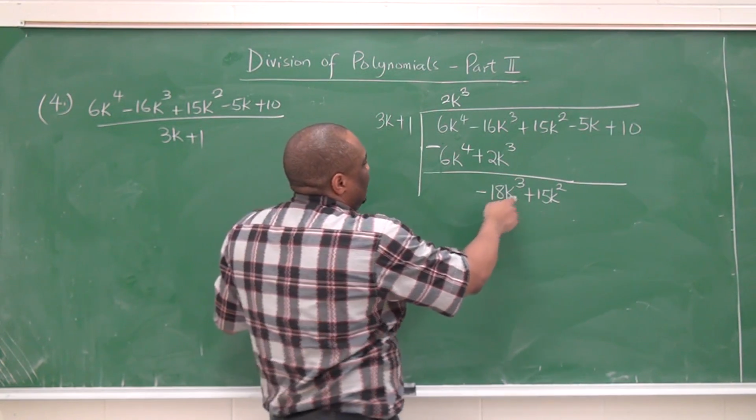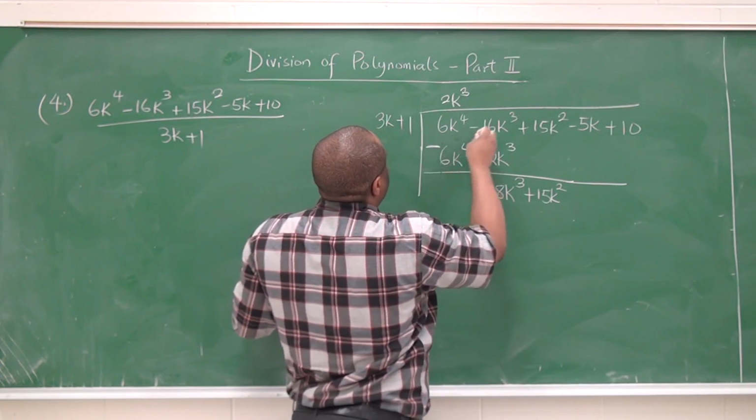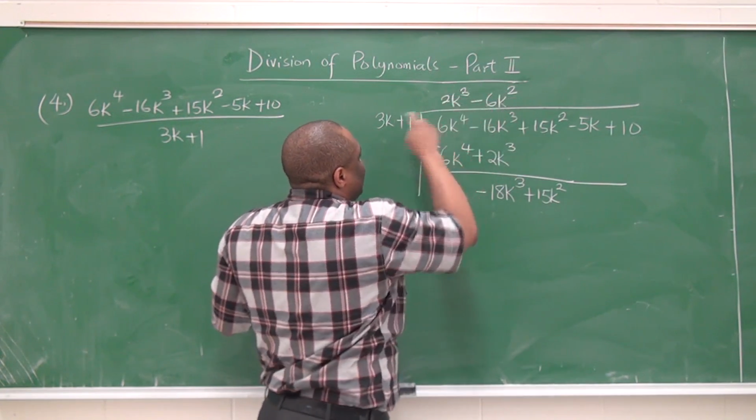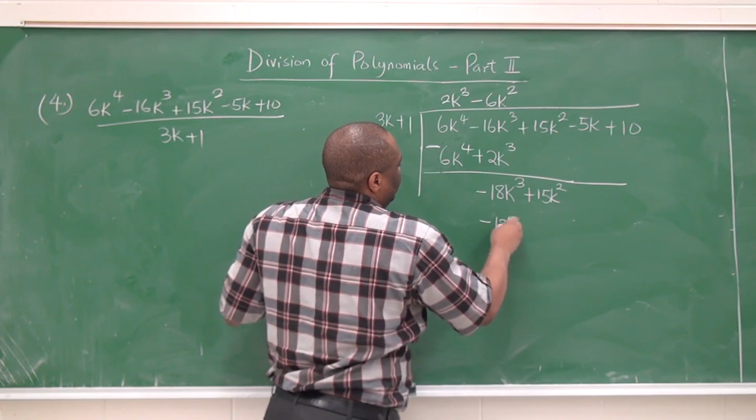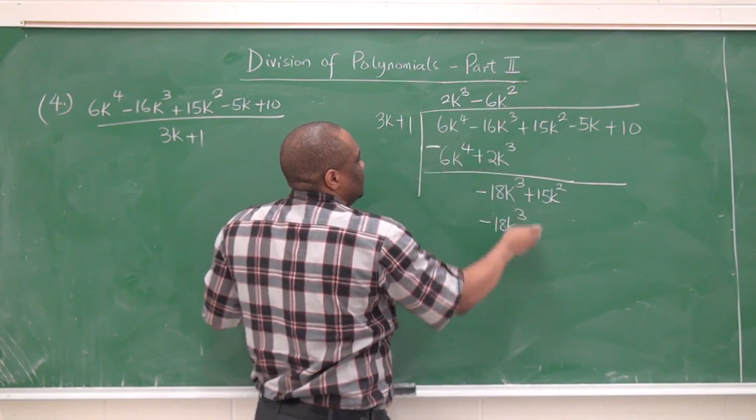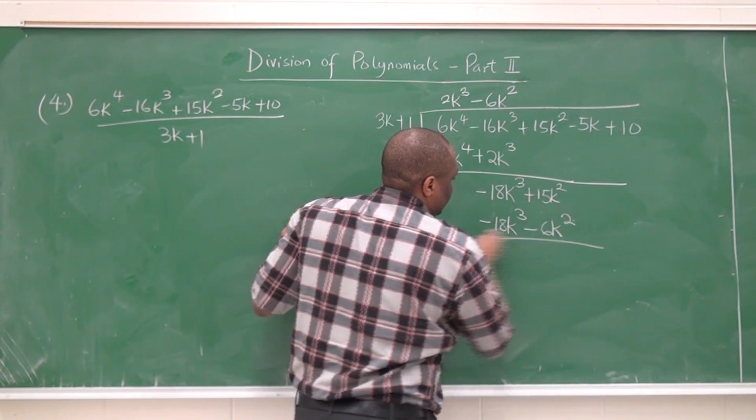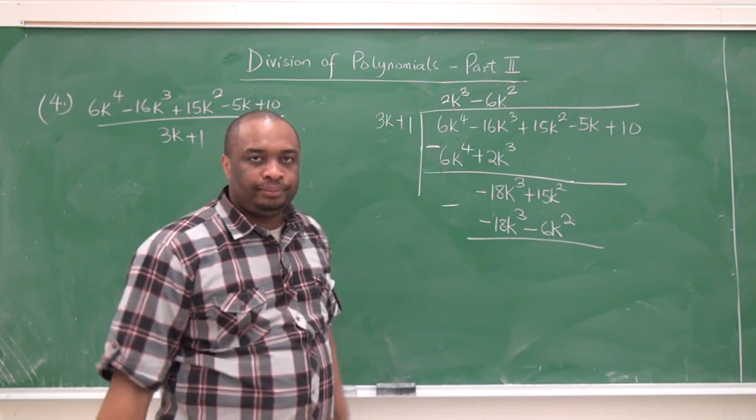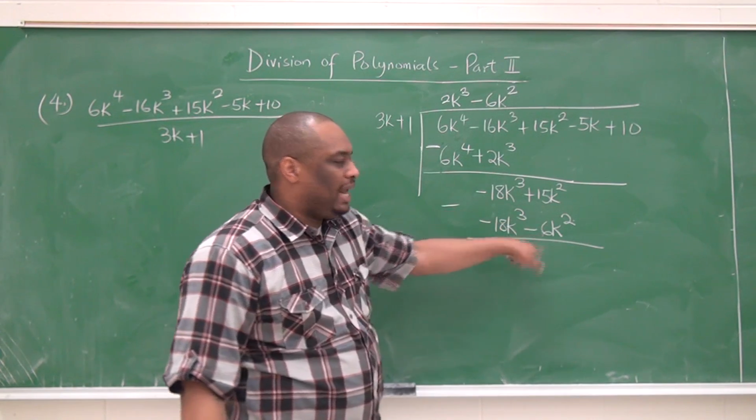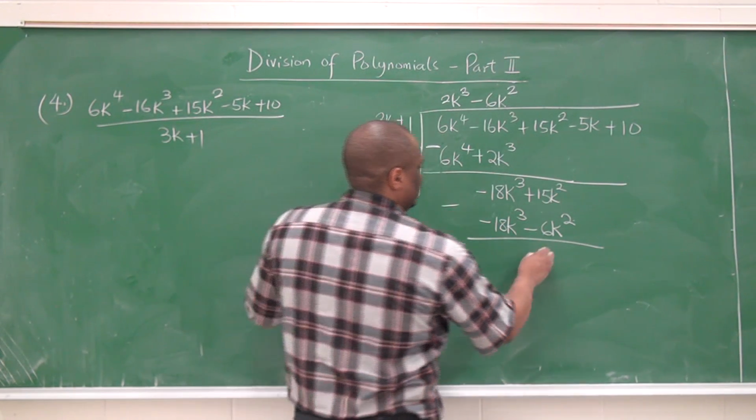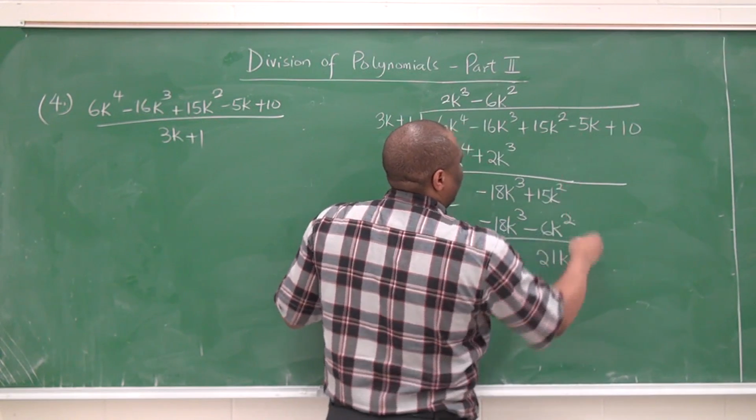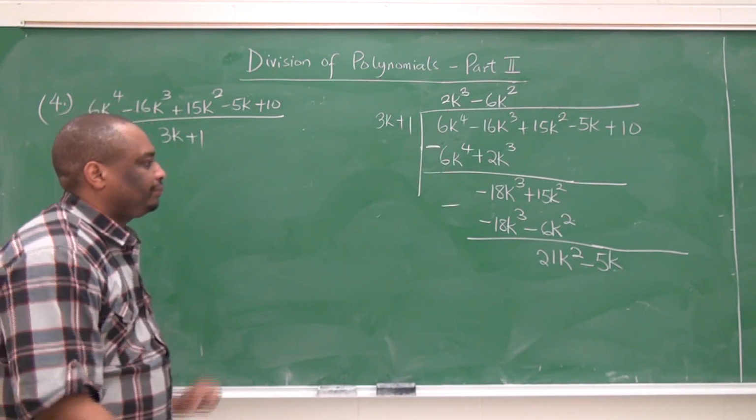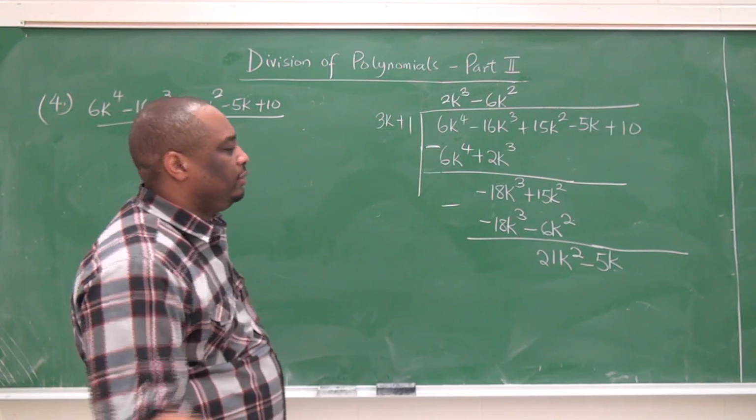Negative 18k cubed divided by 3k: negative 18 divided by 3 is negative 6. K cubed divided by k is k squared. Negative 6k squared times 3k is negative 18k cubed. Then negative 6k squared times 1 is negative 6k squared. And then you subtract. Negative, negative, negative, negative, positive. This is gone. 15 minus minus 6 is 15 plus 6, which is 21k squared. And you bring down minus 5k. Then you start all over again.